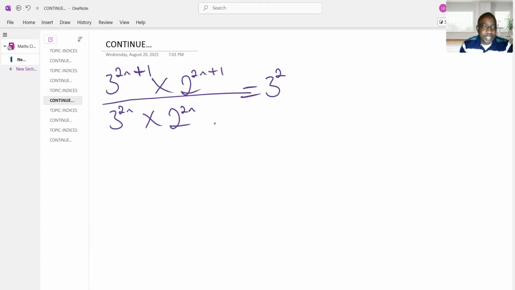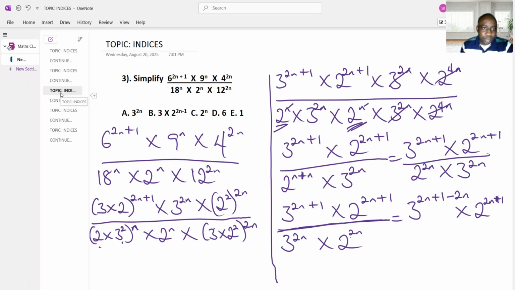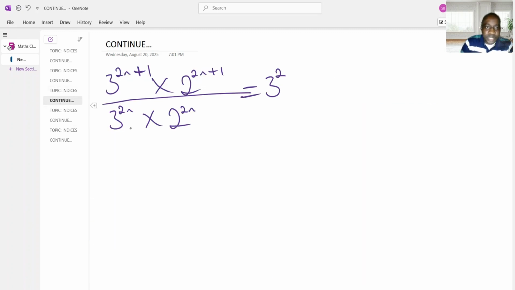Like I was saying, let's continue from this page because this page is filled up. Therefore, we are going to combine this together. In indices, this division means minus. When you want to combine the same base, you just need to pick 3. The one at the top is raised to the power 2n plus 1, and the one underneath, which is 2n, you minus it, minus 2n. The next one is 2. We are done with the 3; we have combined that one.